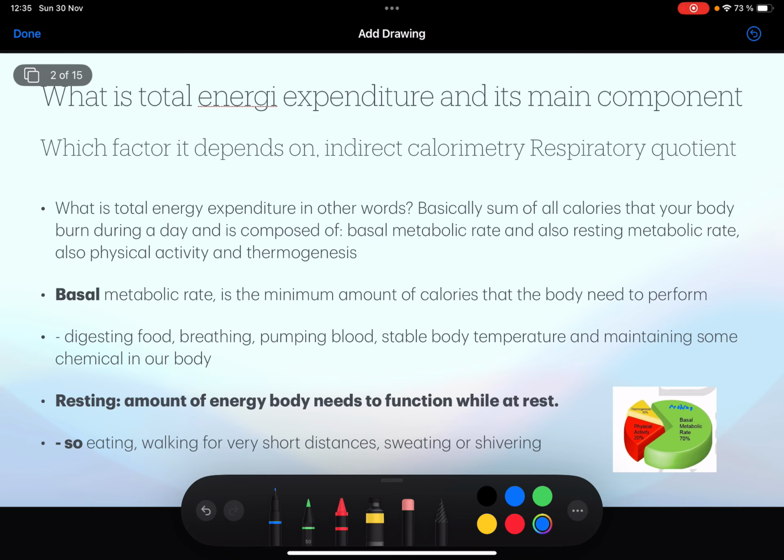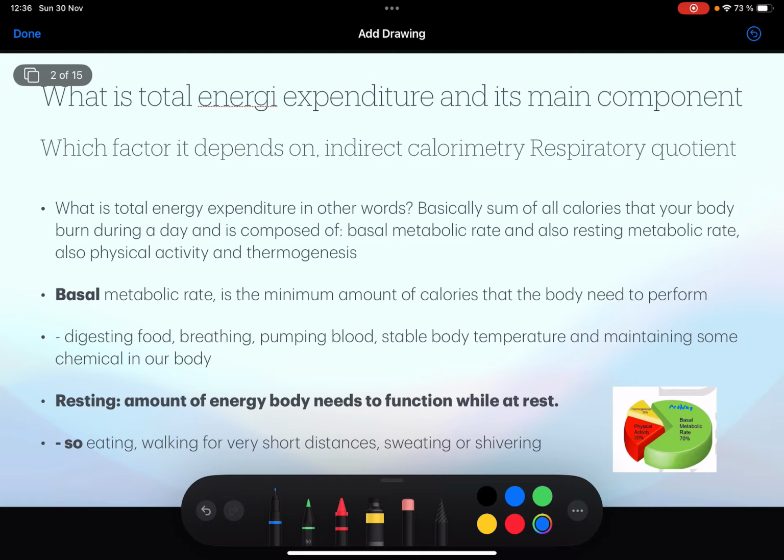It's basically the sum of all the calories that your body would burn during a day and is composed of basal metabolic rate, resting metabolic rate, physical activity, and thermogenesis. The basal metabolic rate is basically the minimum amount of calories that the body would need to perform digesting food, breathing, pumping blood, keeping a stable body temperature, and also maintaining some chemicals in our body.